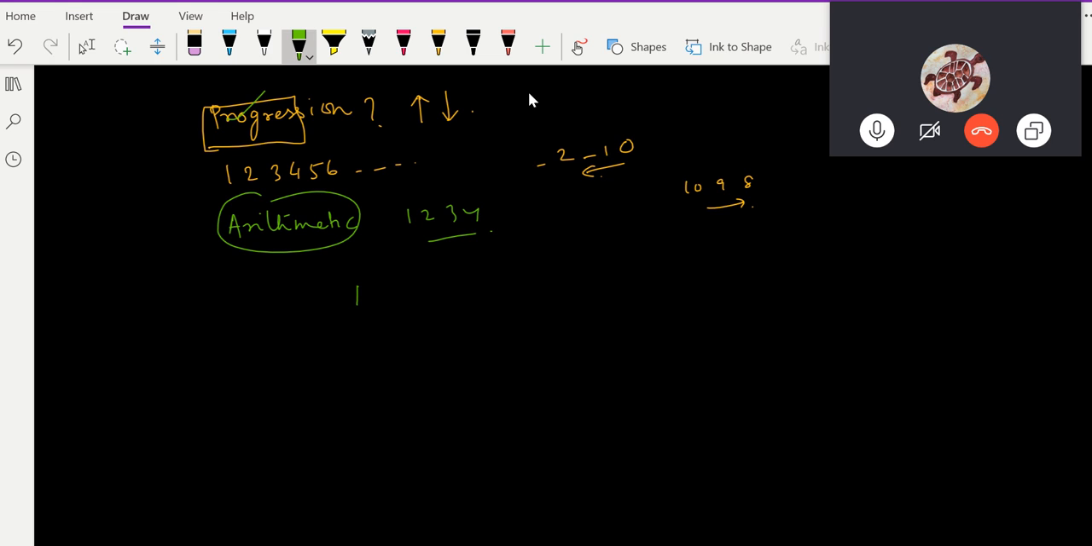Which means that the numbers will go in a sequence such that they are progressing with a common difference. So like 1, 2, 3, 4. If I take the difference, this is 1, this is 1, this is 1. So it is all the same. It is all increasing by 1. So I'm just adding 1, 1 plus 1, 1 plus 1 plus 1, like that, right? So this is the simple meaning of arithmetic progression, right?